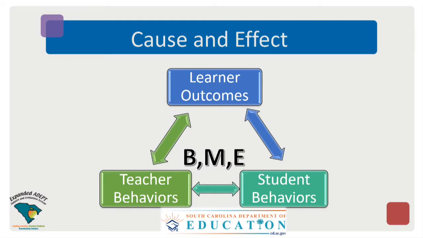This next slide is the cause and effect learning model. As an observer, you should understand that there is a direct cause and effect relationship between what the teacher says and does and what the students say and do. These are all linked to the learner outcomes, and all this evidence is captured at the beginning, middle, and end of the lesson.